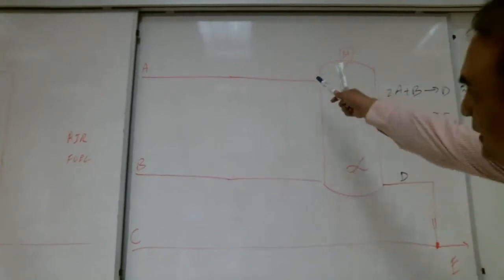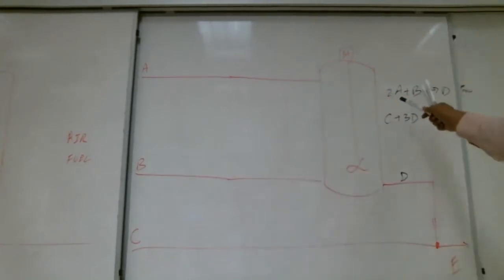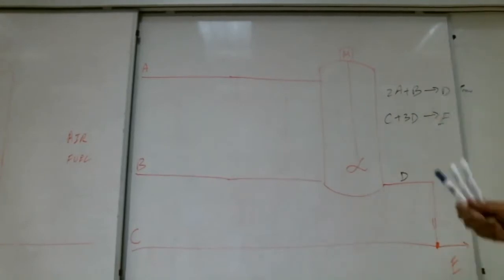So this is A, this is B, and the reaction is 2A plus B. What type of control should be here? Yes, Shabab. What type of flow control should be here? Level. Yes, Shabab. Which type of control? Ratio, cascade, feedback? Which type of control should be here? Ratio. That's good.